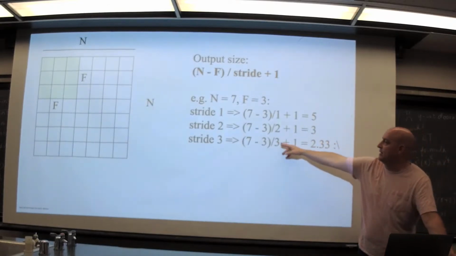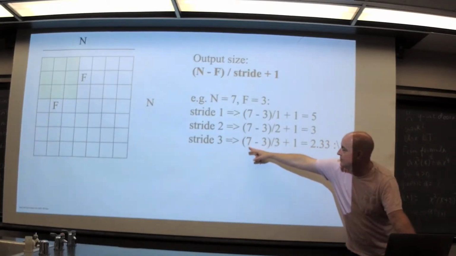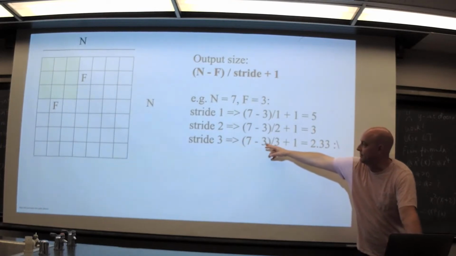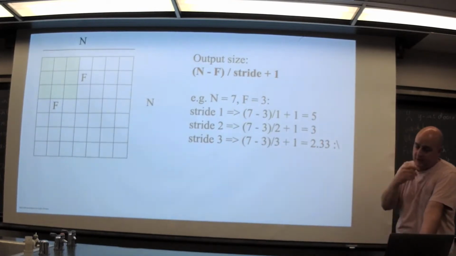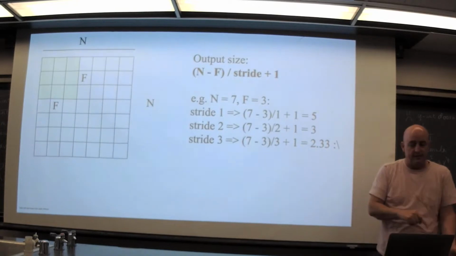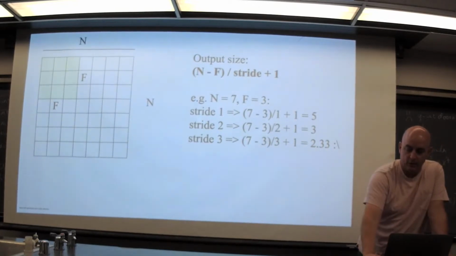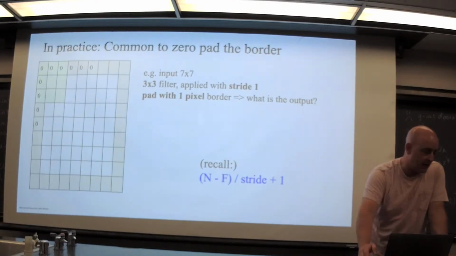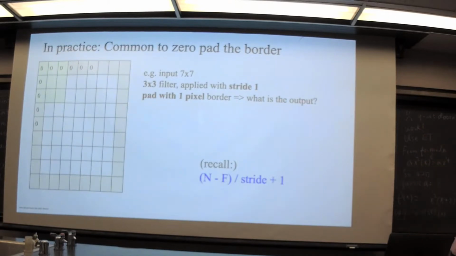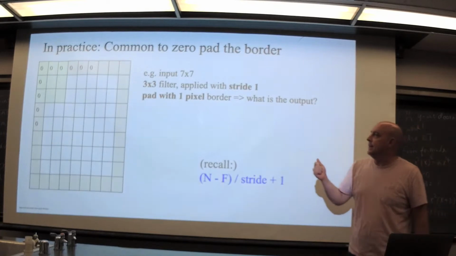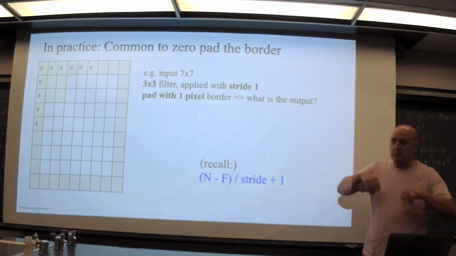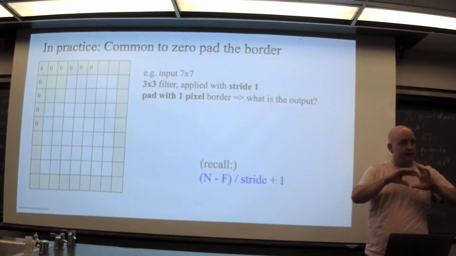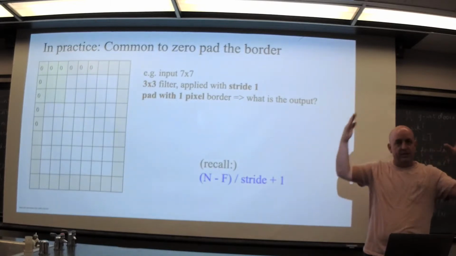If you did this for stride 3 in this situation, with side length 7 of the image and side length 3 of the filter, you don't get a whole integer there. What do we do to deal with that? This is one of the most common things that you do with convolutional networks: you conceptually pad your image, make it larger, just by adding a bunch of zeros around it.